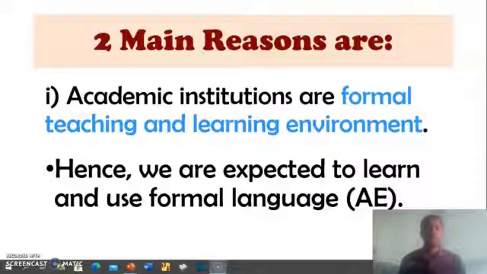The 2 reasons that have been mentioned over the years for why you are expected to learn this language are, firstly, academic institutions are formal teaching and learning environments. Hence, you need to have the right academic English, which is the formal language that is good and effective for that area.